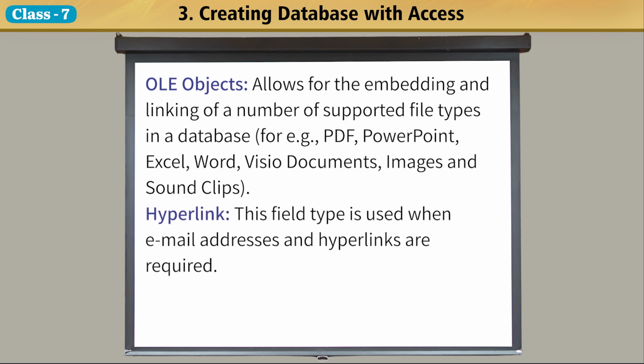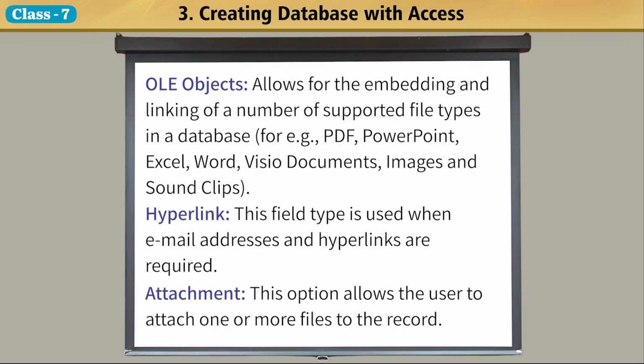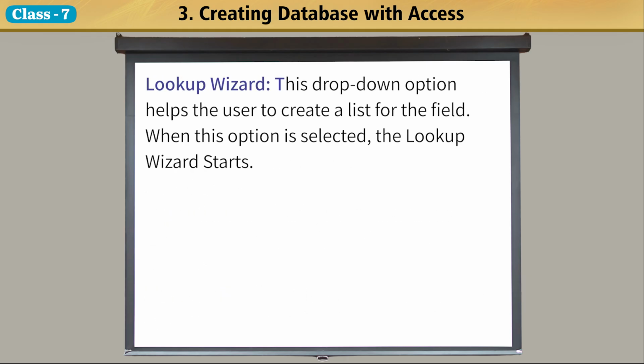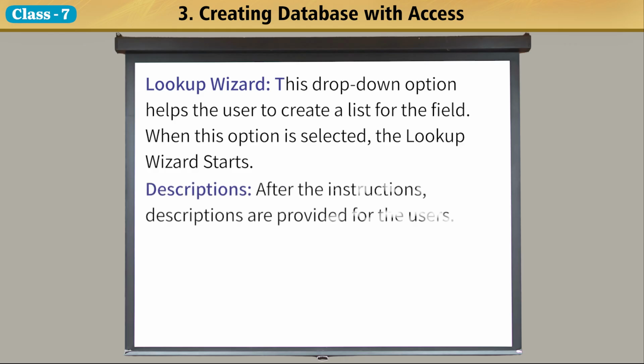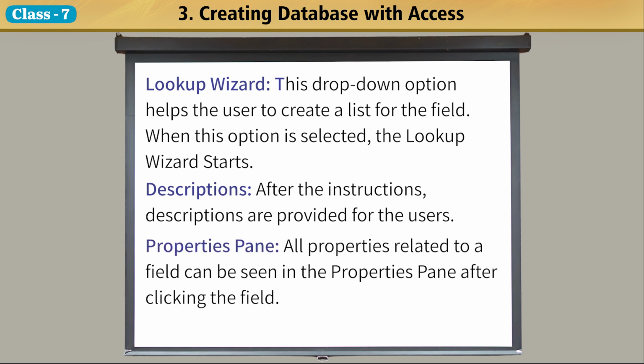Hyperlink. This field type is used when email addresses and hyperlinks are required. Attachment. This option allows the user to attach one or more files to the record. Lookup Wizard. This drop-down option helps the user to create a list for the field. When this option is selected, the Lookup Wizard starts. Descriptions. After the instructions, descriptions are provided for the users. Properties pane. All properties related to a field can be seen in the Properties pane after clicking the field.